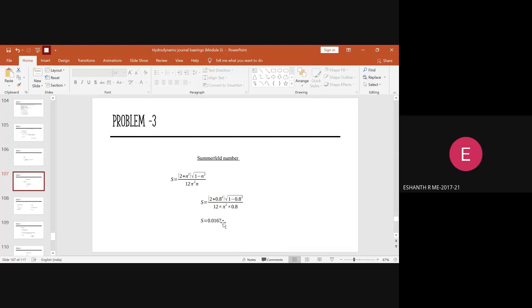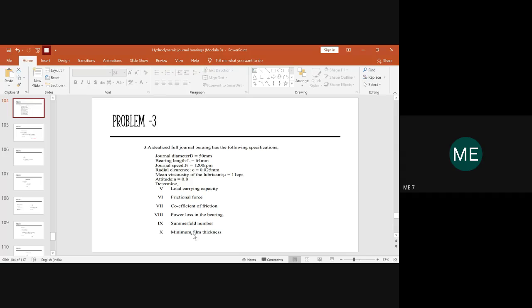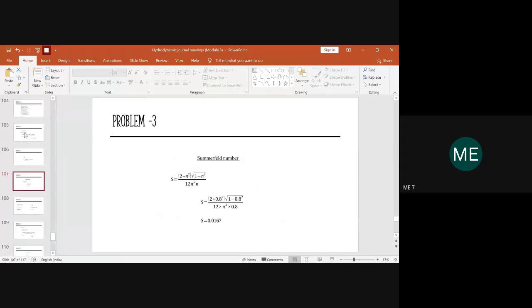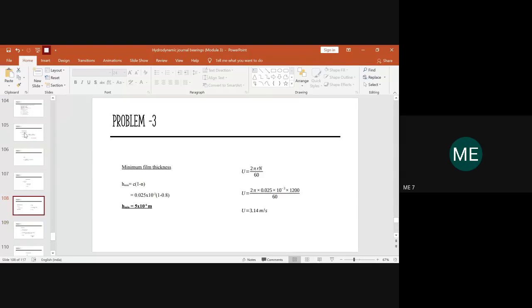Same value. Okay, so S will be 0.0167. So we are done with the Sommerfeld number. And then lastly, they have asked us the minimum film thickness. This we derived in our derivation of the idealized full journal bearing. So the minimum film thickness will be the small h, which will be equal to h minimum. We had an equation for minimum oil thickness as well.